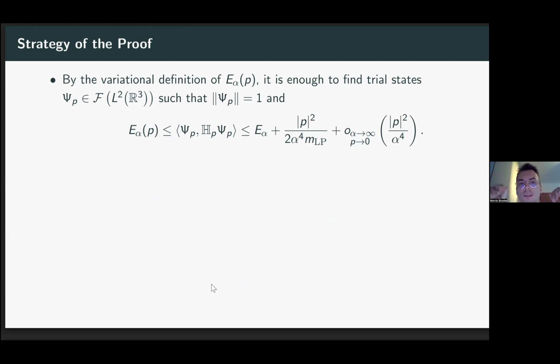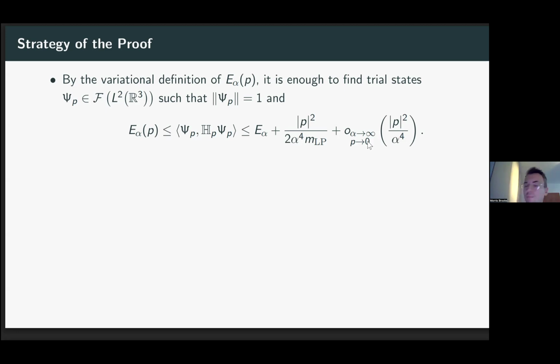Okay. So first of all, we have clearly won once we are able to construct trial states psi. For every momentum p, we have to construct a trial state psi p, which has norm 1 and such that the p fiber energy of the state is bounded from above by exactly the prediction of the Landau-Pekar Spohn conjecture, meaning E alpha plus the free energy of a particle which would have the effective mass predicted by the Landau-Pekar Spohn conjecture, plus something that is small compared to p squared divided by alpha to the power 4 in the joint limit of alpha going to infinity and p going to 0.